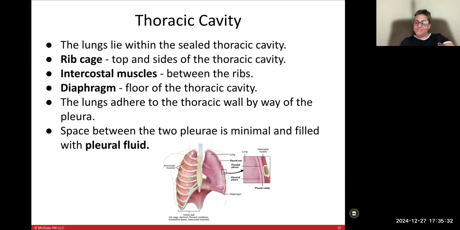The diaphragm is the floor of the thoracic cavity. That's where the border is. The lungs adhere to the thoracic wall by way of the pleura, the sacs that help it stick to the cavity. And the space between the two pleura is minimal and filled with pleural fluid.